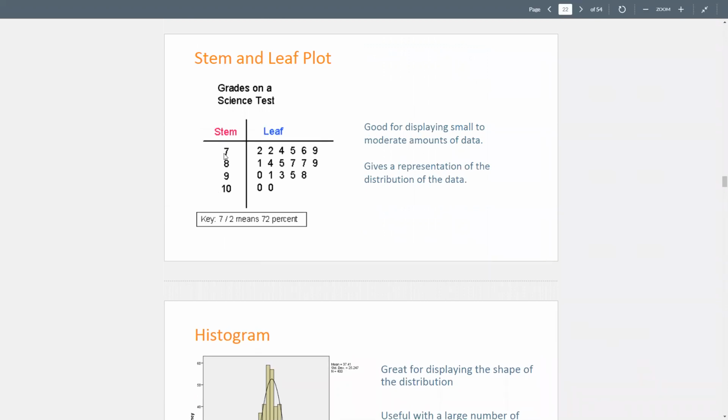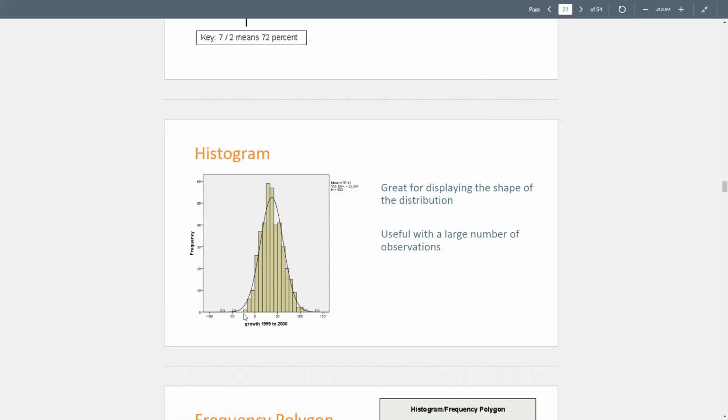Here, the stem is a 7, and then there's each leaf. So this would be 100. There were two 100s. There was 190, 191, 198. There was 172, two 72s, a 74 in this distribution, a 75 in the distribution. It could be good for representing small to moderate amounts of data. It gives you a display of the distribution. I think the histogram does the same thing.